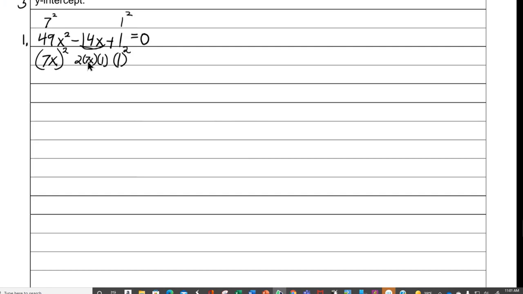So let's see, 2 times 7 times x is 14x times 1 is 14x. So yes, the 14x is 14x. So here's how we write this. I take the 7x and I put it here. I take the 1 and I put it here. And I take this sign and I put it here. So we now have (7x minus 1) quantity squared equals 0.